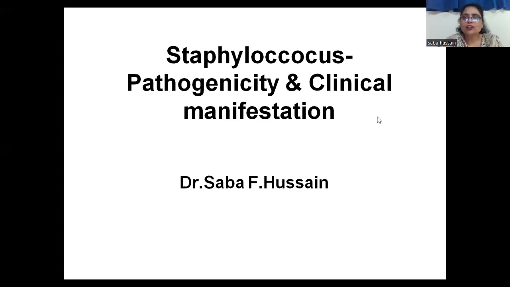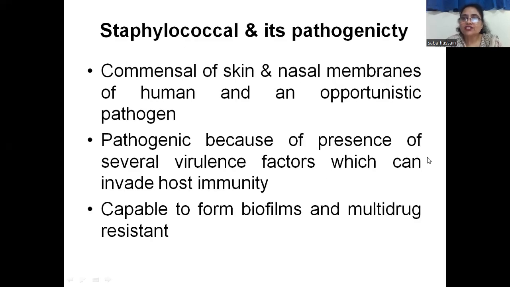Hello everyone. Today we will be discussing pathogenicity and clinical manifestations by Staphylococcus as a genus. The Staphylococcus genus contains many organisms like Staphylococcus aureus, Staphylococcus epidermidis, Staphylococcus saprophyticus. These are all common commensals of skin and nasal membranes, and a commensal is one which is not causing any discomfort or problem to the host.